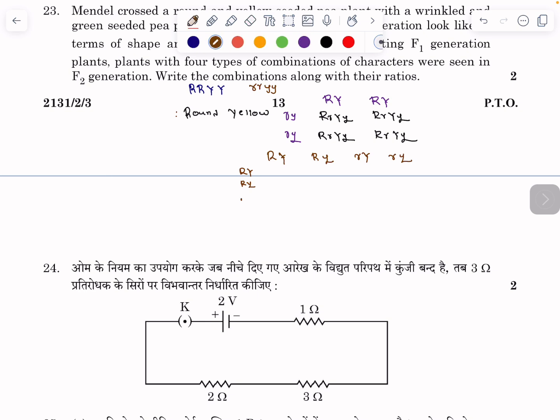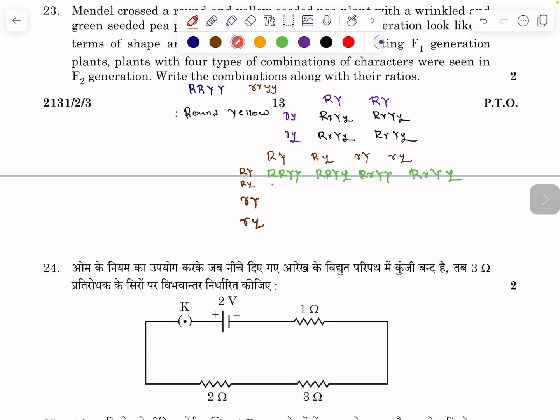Okay, so small r capital Y, small r small y. What type of plants will you get here? In the first generation you will get all the same types of plants, right? Capital R capital Y capital Y. Here capital R capital R capital Y small y, and here capital R small r capital Y capital Y, and here capital R capital Y small y.